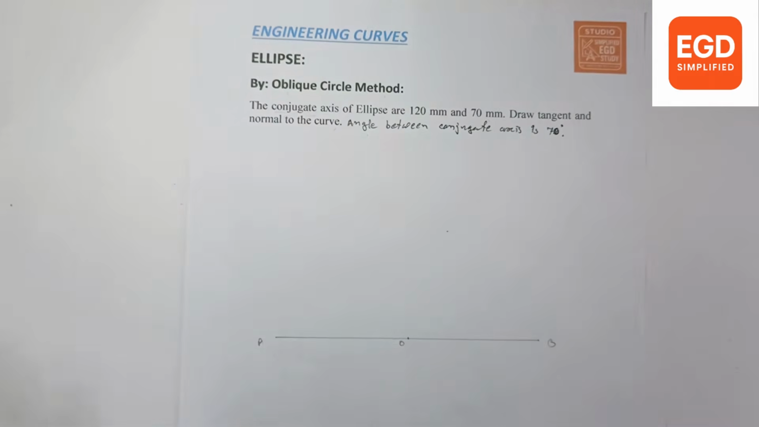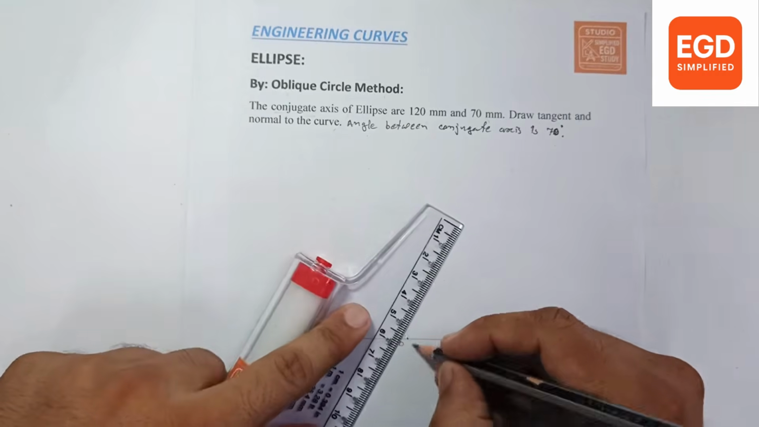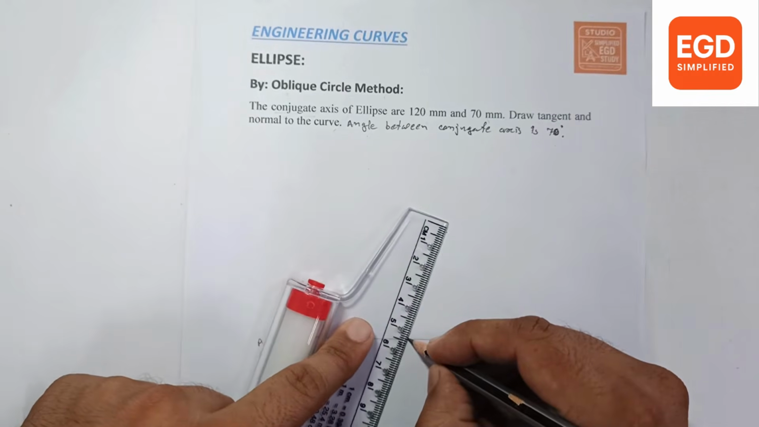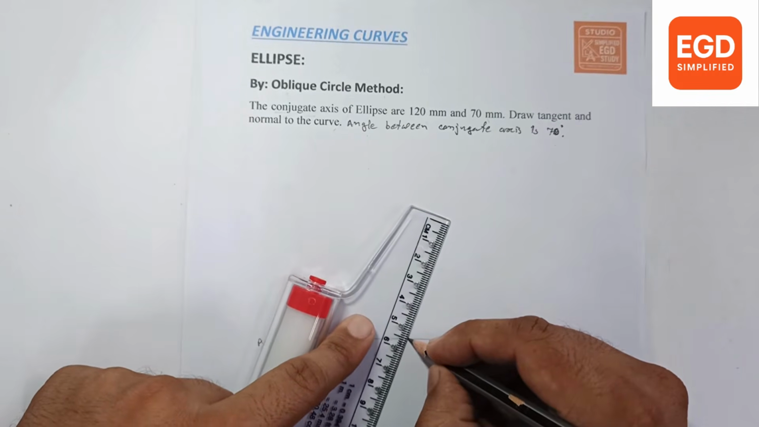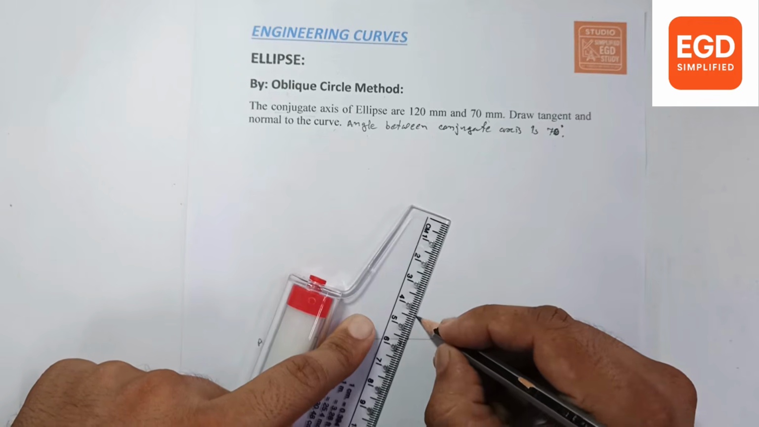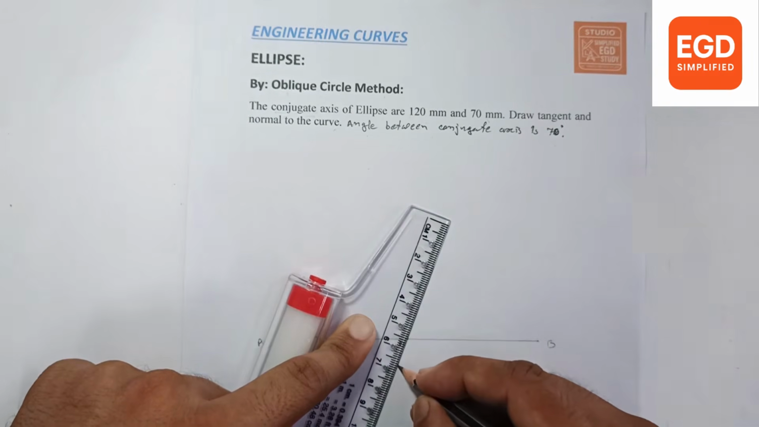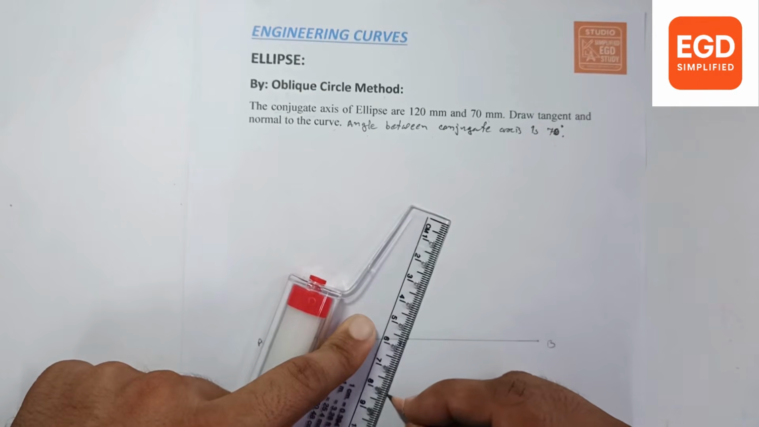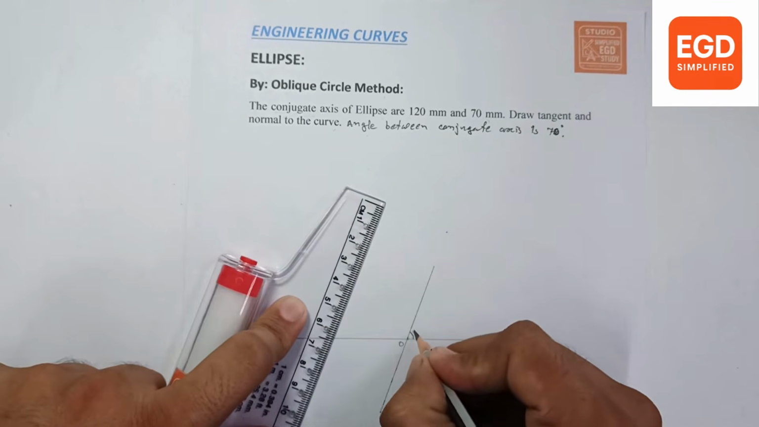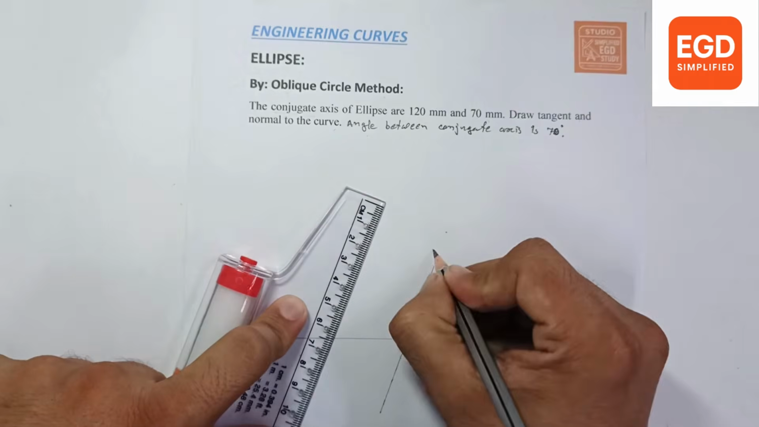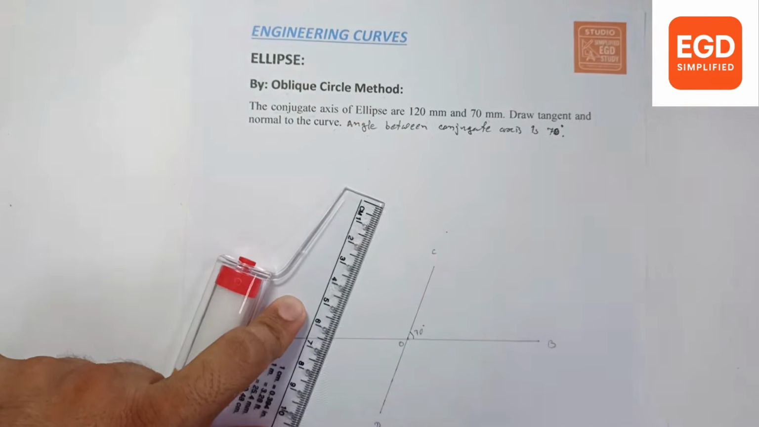Now the minor conjugate axis is 70 mm, so 35 mm on the upper side and 35 mm on the lower side. 10, 20, 30, 35. This is again 10, 20, 30, 35. Okay, this angle is 70 degrees. Give the names C and D.